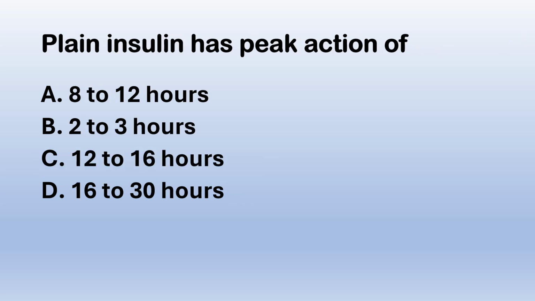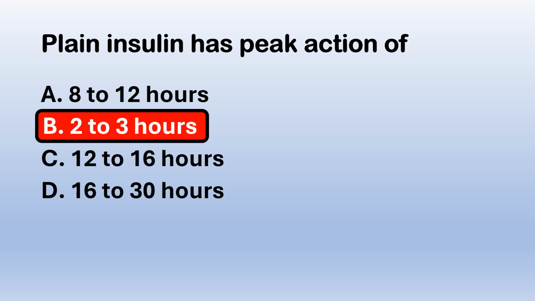Plain insulin has peak action of A. 8 to 12 hours, B. 2 to 3 hours, C. 12 to 16 hours, D. 16 to 30 hours. And the answer is B. 2 to 3 hours.